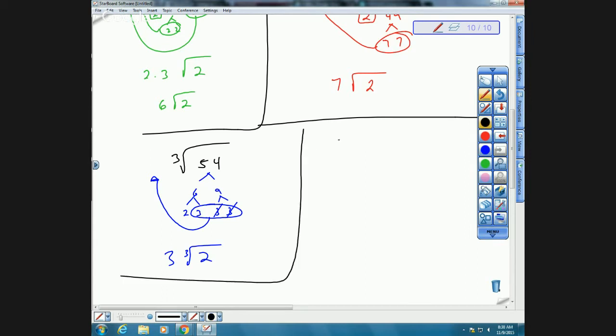Or you could even do the 4th root of 48. Oh, I need to do letters. That's the whole point of doing this. So here when I break down 48, you probably think 6 and 8. So I have 3 and 2, 4, 2, 2, and 2. So I have 2 times 2 times 2 times 2 times 3.